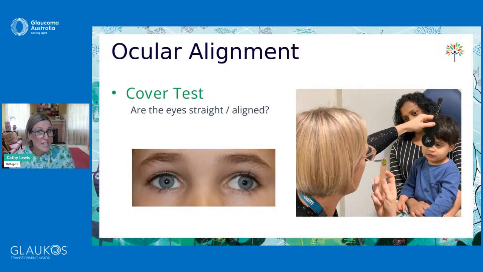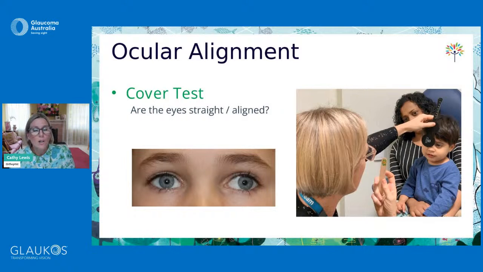Now, the gold standard way of testing ocular alignment is by performing what we call a cover test, where we cover one eye while the child looks at a target at near or in the distance. We then watch the uncovered eye to see if it needs to move to take up fixation or to look straight ahead. Any movement is an indication that the eye is out of alignment. And then we repeat the process covering the other eye.